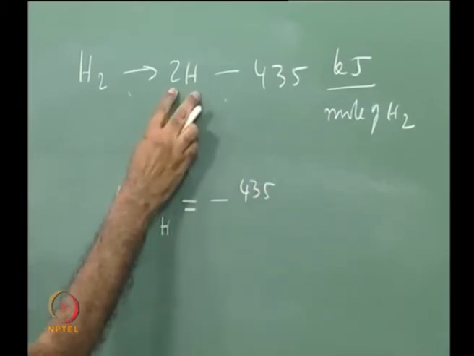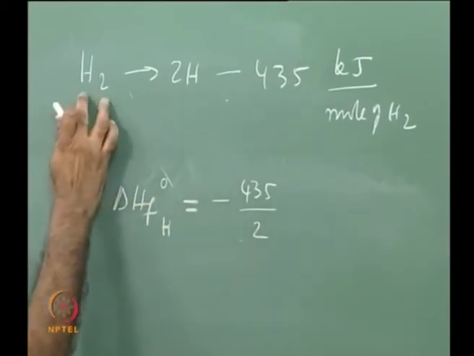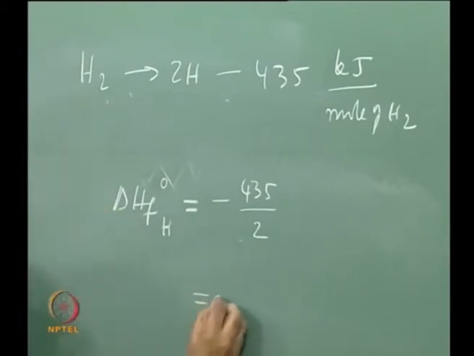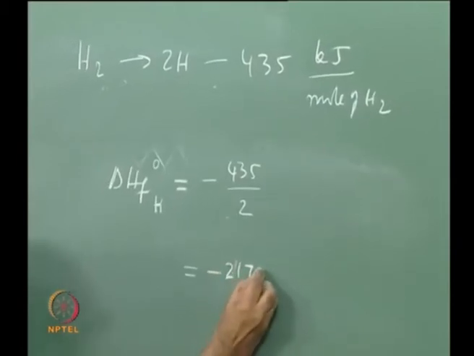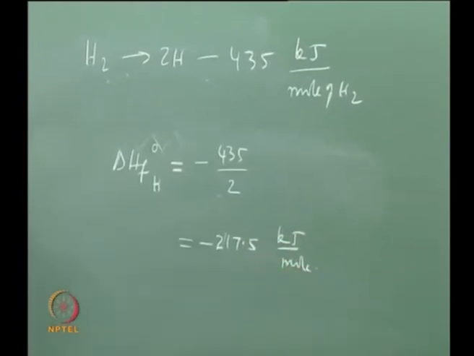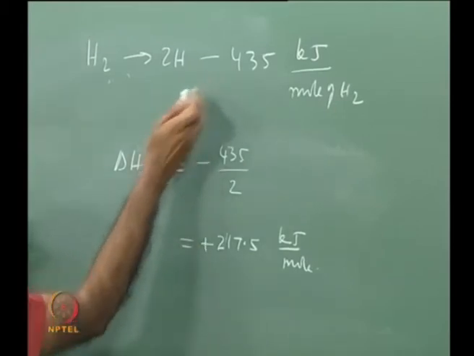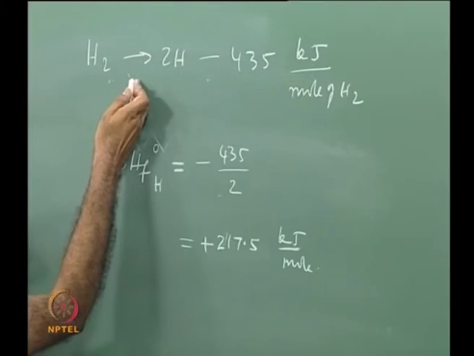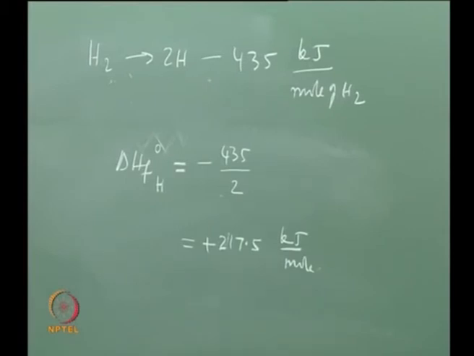I form 2 moles of hydrogen atom per mole of hydrogen molecule, and therefore, the value is 435 divided by 2, that is 217.5 kilojoule per mole. And this is plus, I am sorry, because what is happening is it is endothermic, I have to supply heat to element hydrogen, and therefore, it is plus 217.5 kilojoules per mole.